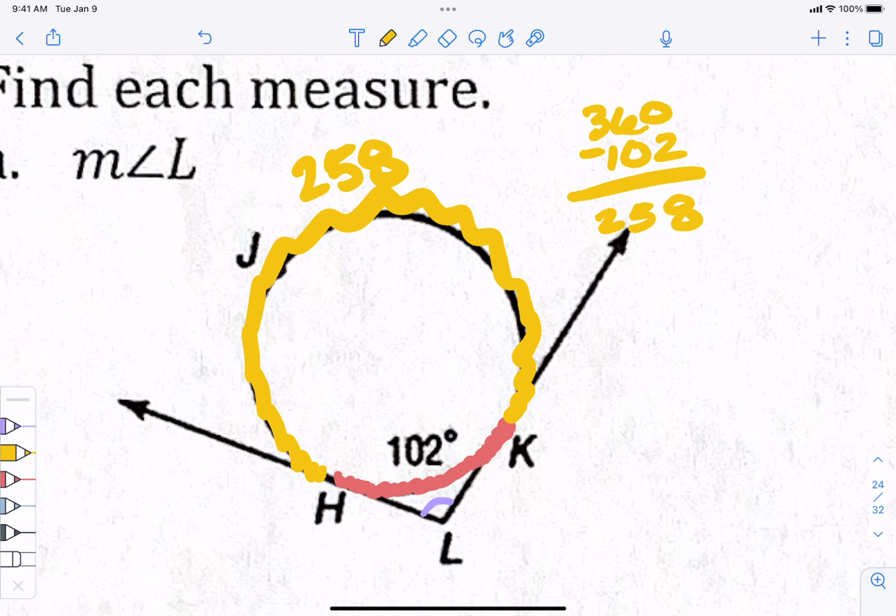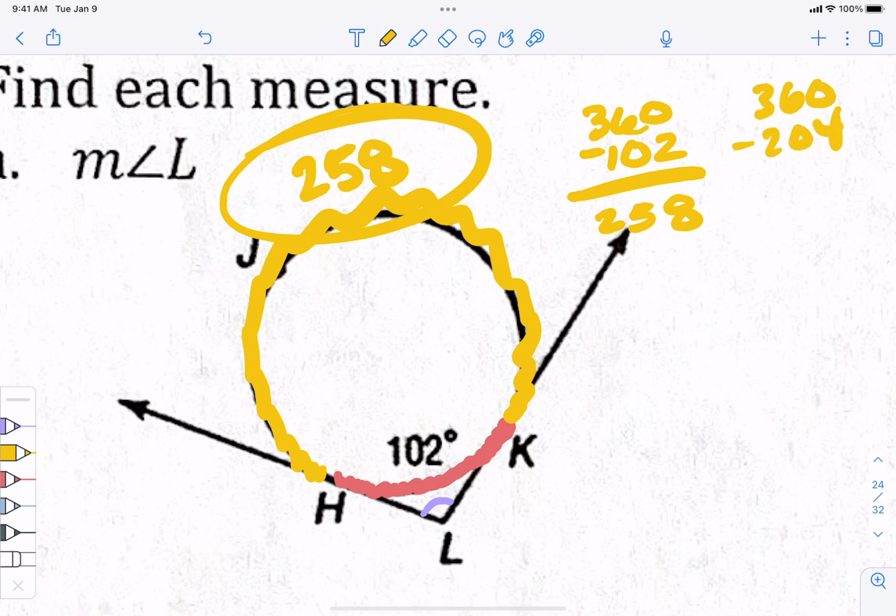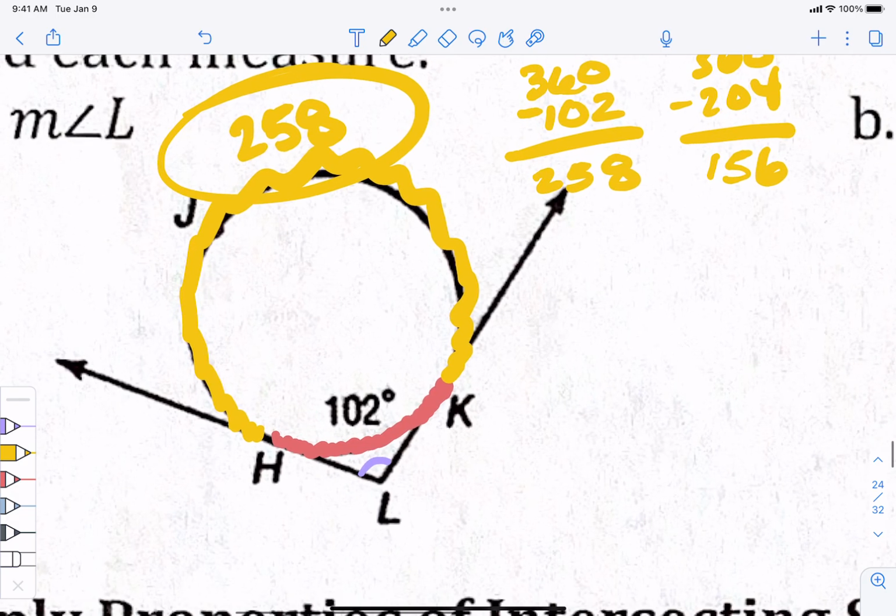But you're not subtracting it from 360, you're subtracting it from 258. You're taking 258 minus 102. Subtract it from 360, so just do it twice. So 204. So you're taking 360 minus 204? Minus 204 equals 156. 258 minus 102 is 156, the same thing. But then you still have to divide by 2. True, but okay, that might work then.